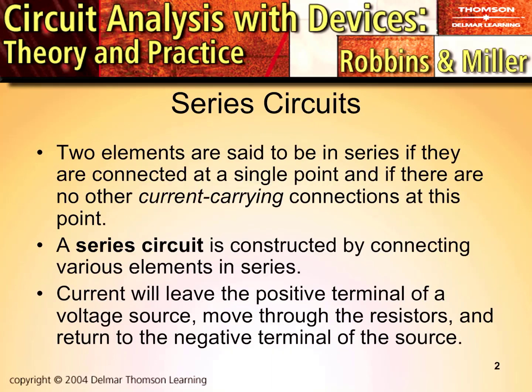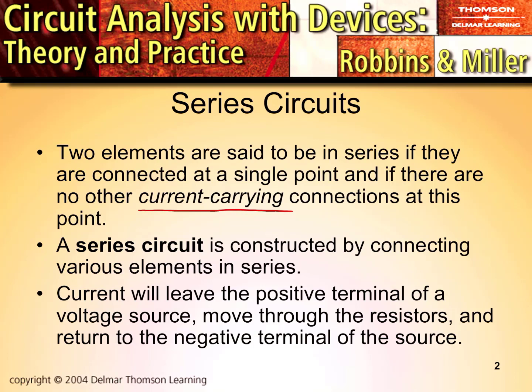Two elements are said to be in series when they are connected at a single point and there are no other current carrying connections at this point. When we're talking about a single point in a circuit, it means there's no current division. A node means there's current division. So we would find nodes in a parallel circuit, where the current splits between two directions. In a series circuit, we have loads connected at a single point where there's no current division because there's only one path for current to flow. And notice how here it says no other current carrying connections at this point.